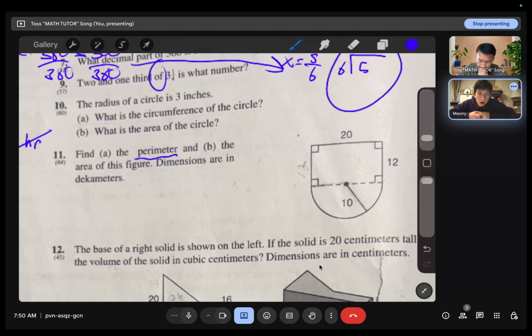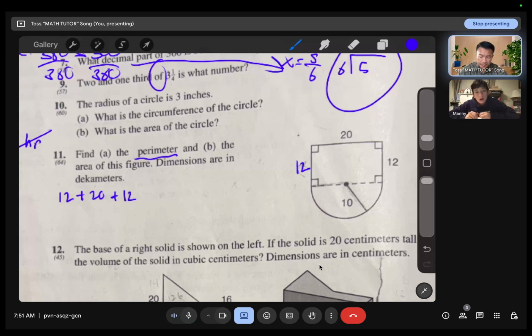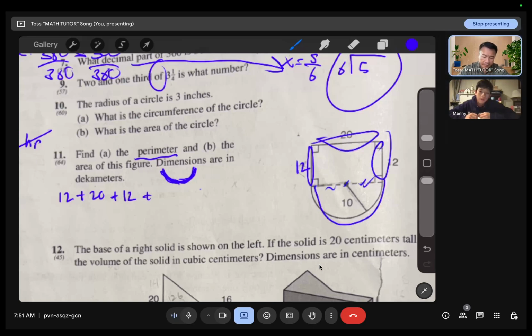Perimeter. I would do a 12 here, in the picture. So you do 20 times 12 to find the, oh no, for A you add 24 plus 20 plus the arc, the bottom arc, right? What is that? So this plus that plus that plus that. Ignore the dashed line, right?